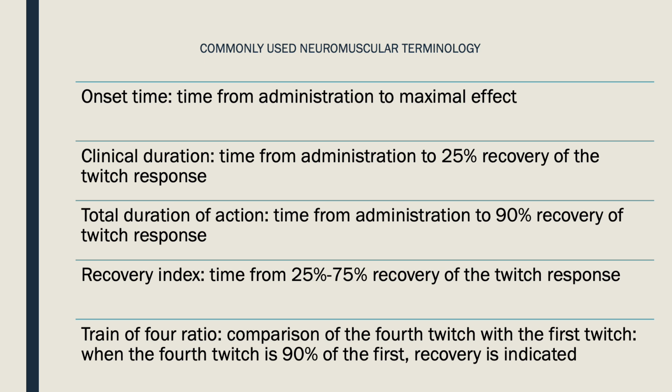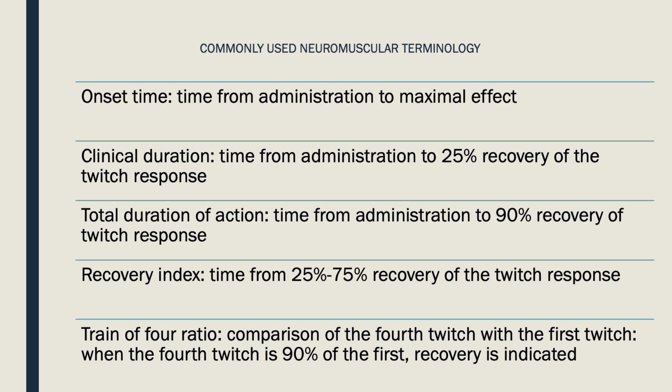We often assess the total duration of action, and this is a measure until you have a 90% recovery. Sometimes you'll see that as 0.9, so 90% recovery. Additionally, we have the recovery index, and this is the speed of recovery, specifically the time from 25 to 75% recovery of a muscle twitch response. This gives you some insight into how quickly someone will regain muscle function.